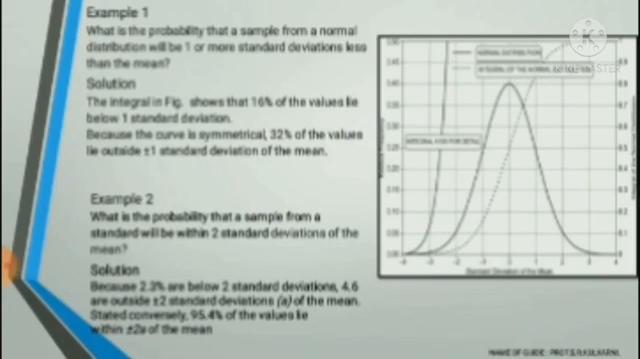Example number 2. What is the probability that a sample from a standard normal distribution will be within 2 standard deviations of the mean? Solution: because 2.3% are below 2 standard deviations, 4.6% are outside plus or minus 2 standard deviations of the mean. Stated conversely, 95.4% of the values lie within plus or minus 2 standard deviations of the mean.